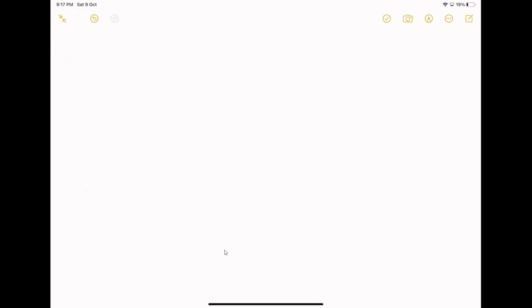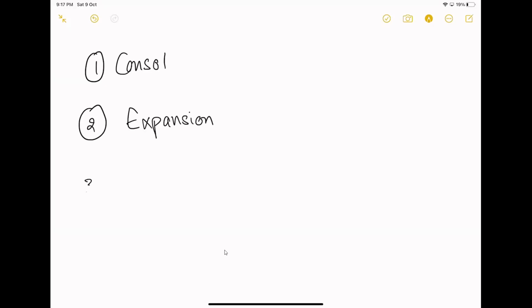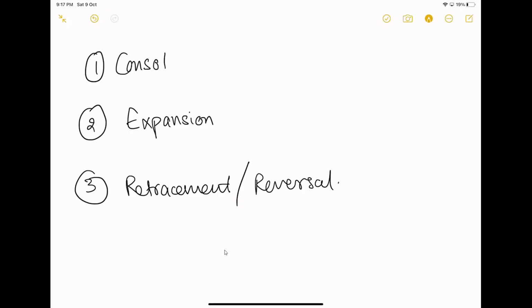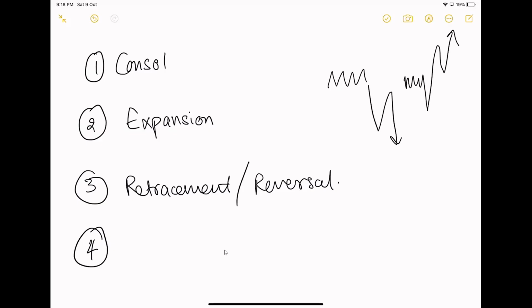All right, then let's talk about continuation cycles and reversal cycles. Again, it's not renaming anything, right? It's all ICT. From month one, we know the elements to a trade setup. Number one, we have a consolidation. Number two, we have an expansion. Then we have a retracement, or we have a reversal. So consolidation, expansion, retracement, or reversal.